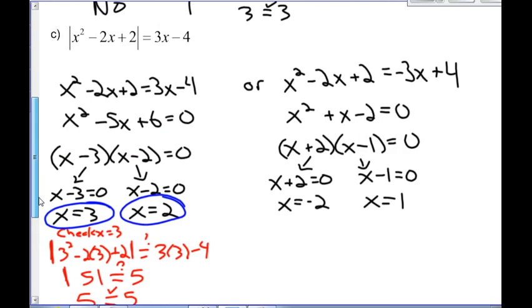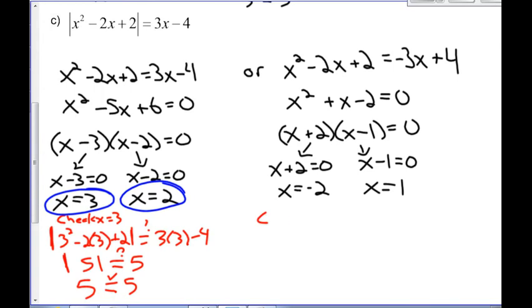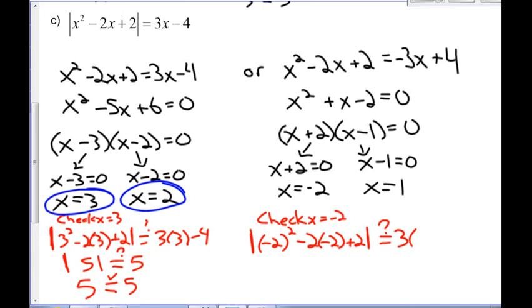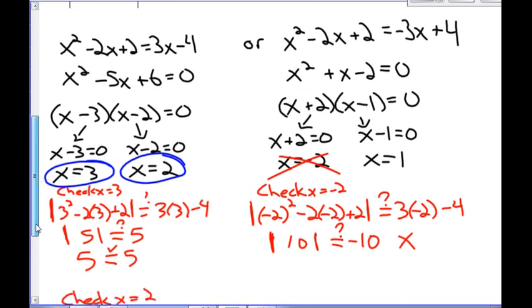Let's check our other ones. Check x equals negative 2. That's going to be the absolute value of negative 2 squared minus 2 by negative 2 plus 2. And we're wondering, is that the same as 3 times negative 2 minus 4? So the absolute value of 4 plus 4 plus 2, so that's the absolute value of 10. And on this side, we'd have negative 10. Clearly, that's not going to be true. So this does not work. It fails.